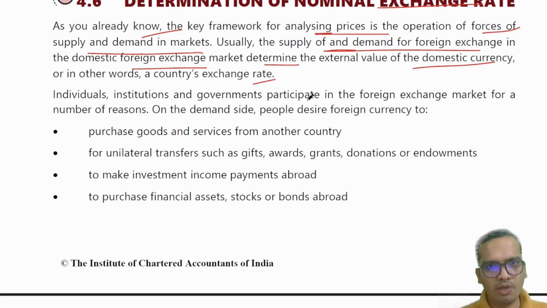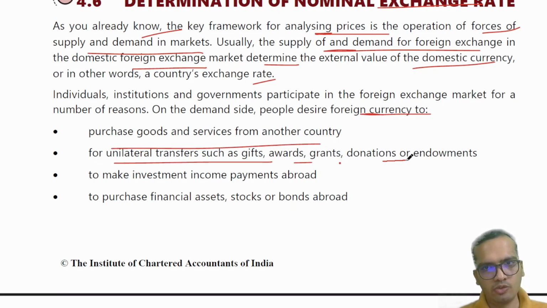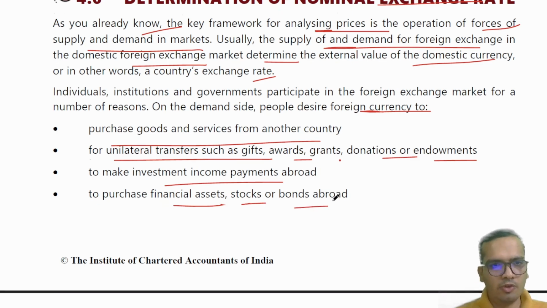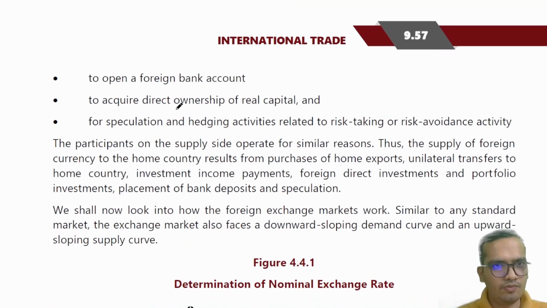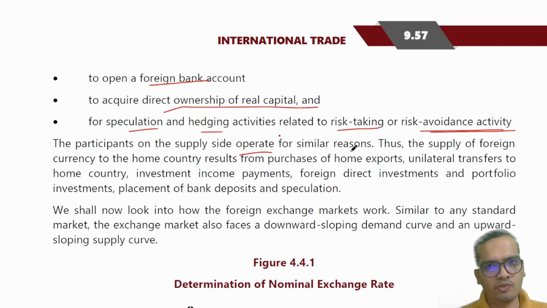Individual institutions and government participate in the foreign exchange rate market for a number of reasons. On the demand side, people desire foreign currency to purchase goods and services, for unilateral transfers such as gifts, awards, grants, donations, endowments, to make investment income abroad, to purchase financial assets, stocks, bonds abroad, to open a foreign account, to acquire direct ownership of real capital, for speculation and hedging activities related to risk taking or risk avoidance activity. The participants on the supply side operate for similar reasons.